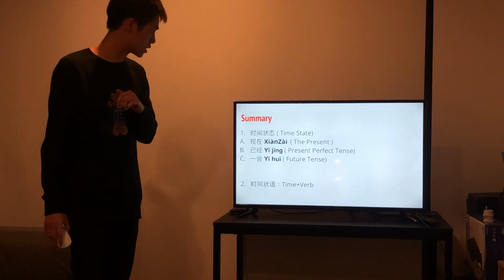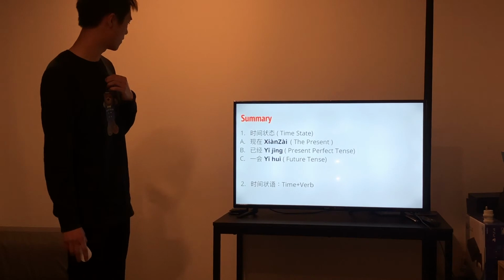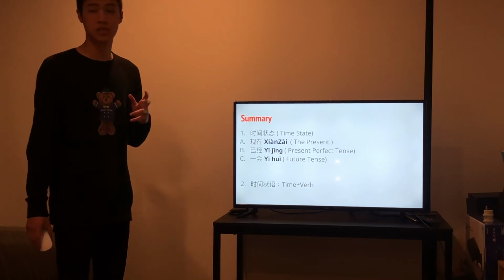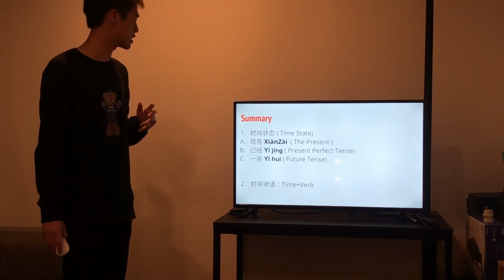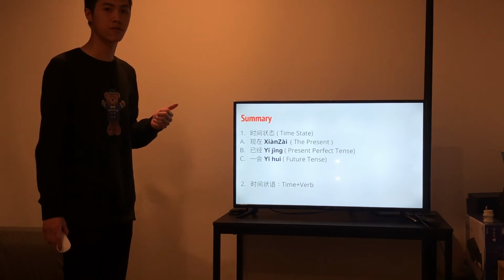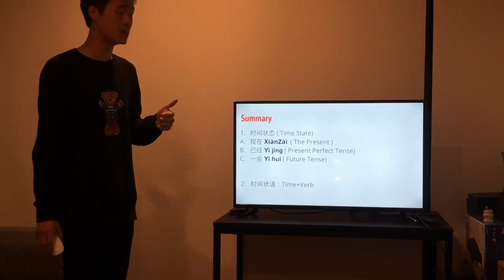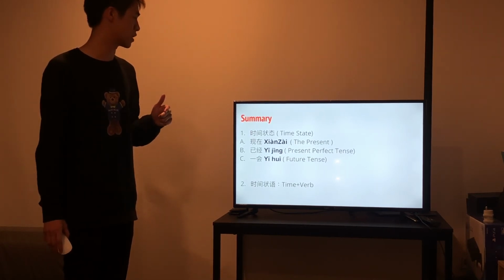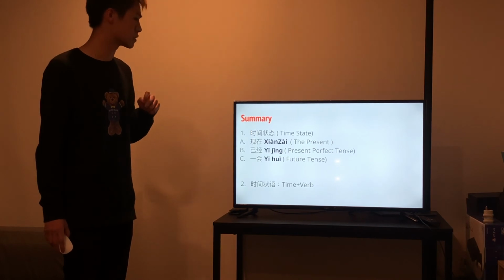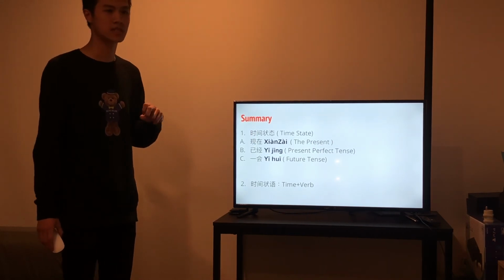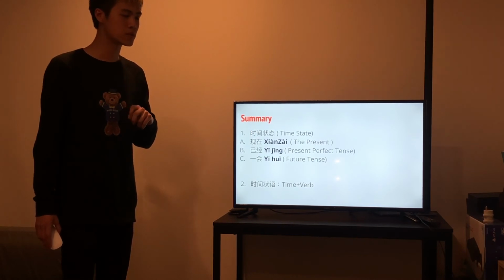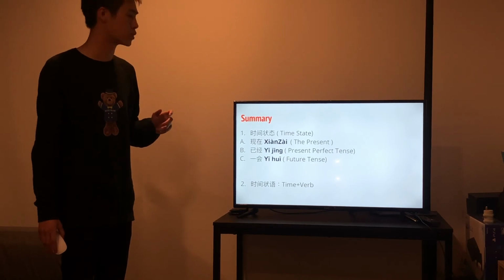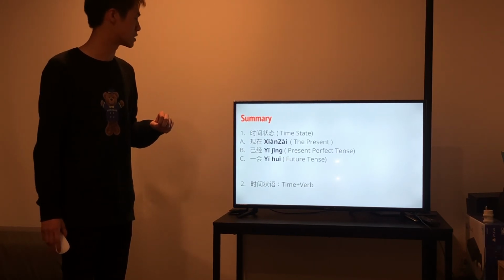So I will do a short summary. In the summary, we taught some tenses today, and the keywords of the tenses are: present tense 现在, present perfect tense 已经, and future tense 一会. These are the keywords of the Chinese tenses. If you say these words in your sentence, people will immediately know what the tense is.